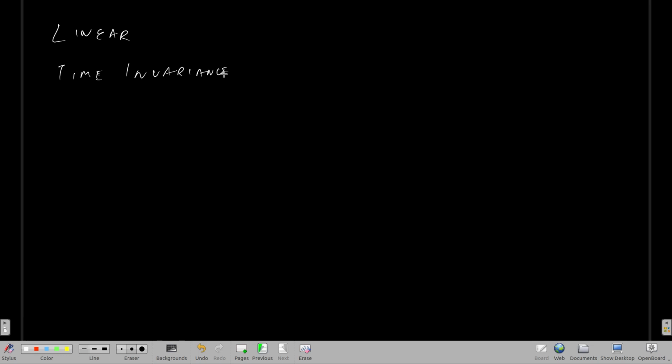What we do is we combine these two properties, and we call systems which satisfy both of these, that is systems which are both linear and time invariant, LTI systems. What is it from? Linear time invariant systems. So it follows linearity and it follows time invariance.